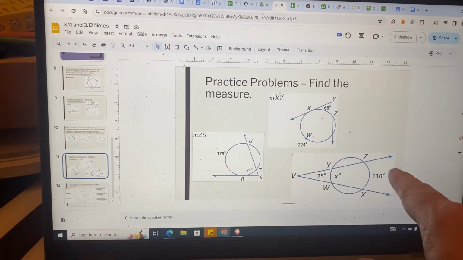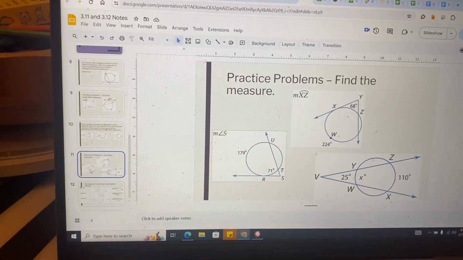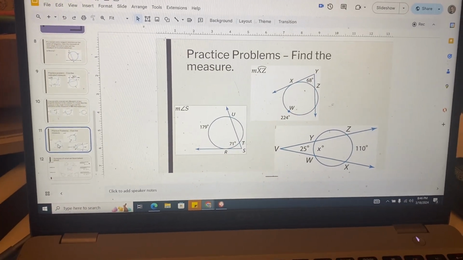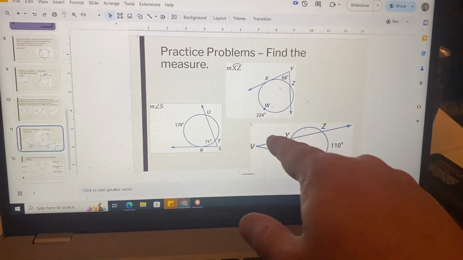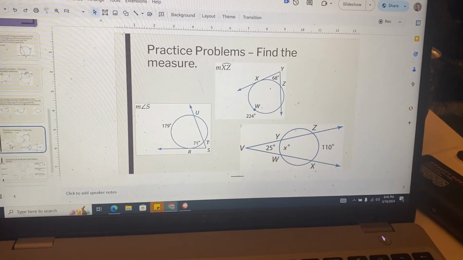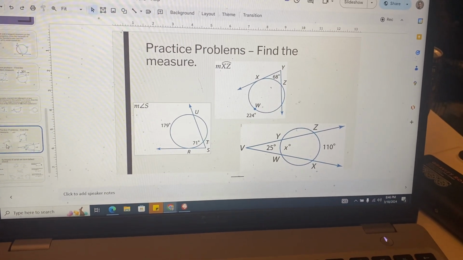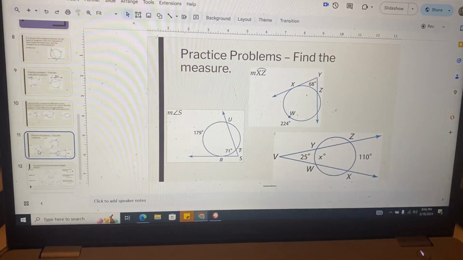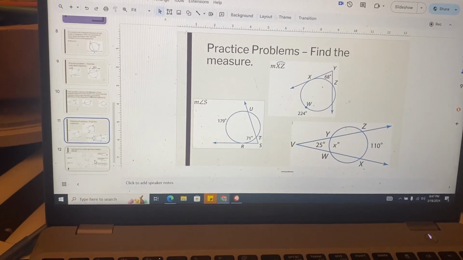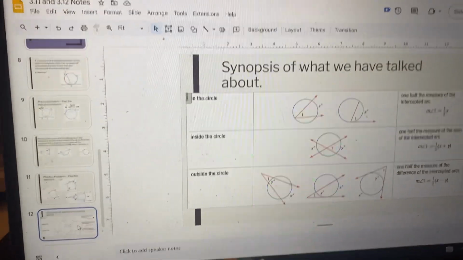This one has 110 minus something divided by 2 is 25. So we know we divided by 2 to get the 25. So 110 minus something is equal to 50. So that would be 110 minus 60. Right there would make that work out. So again, this is kind of the setup.